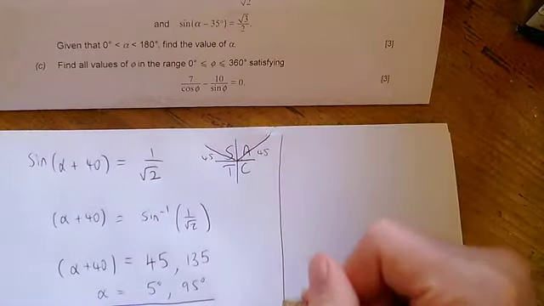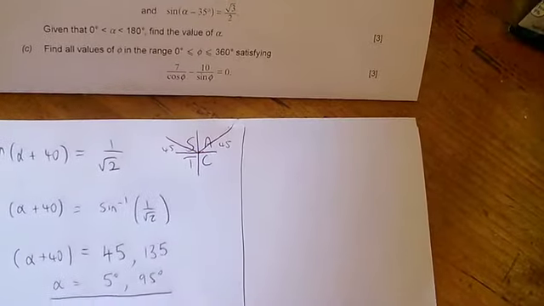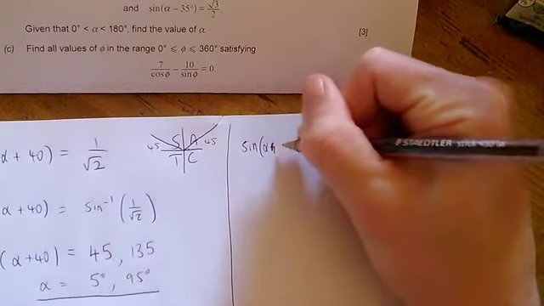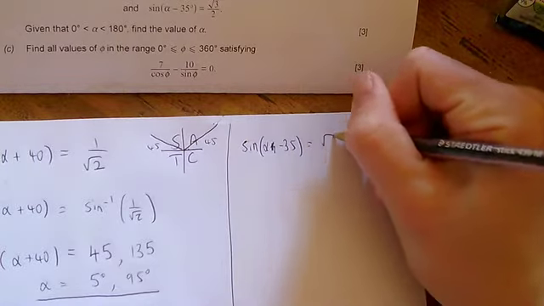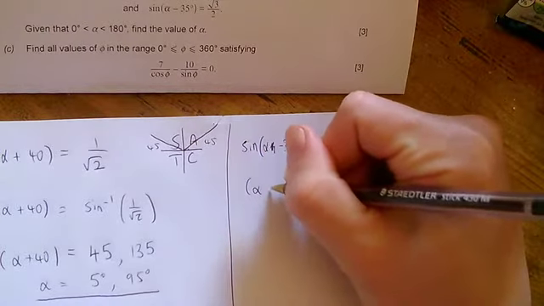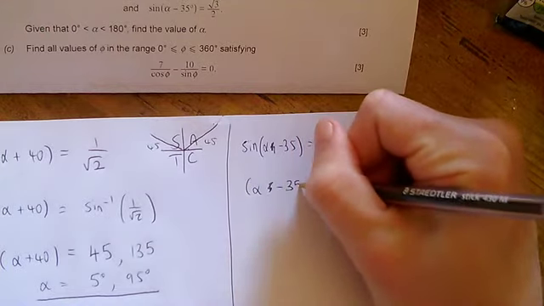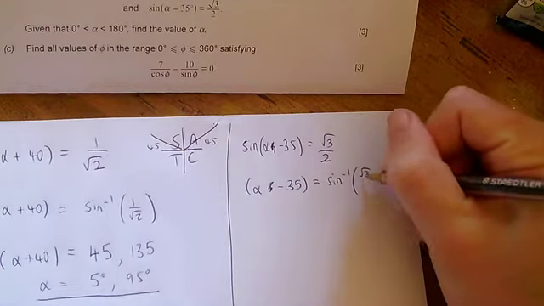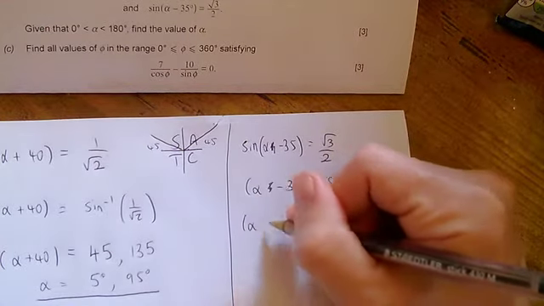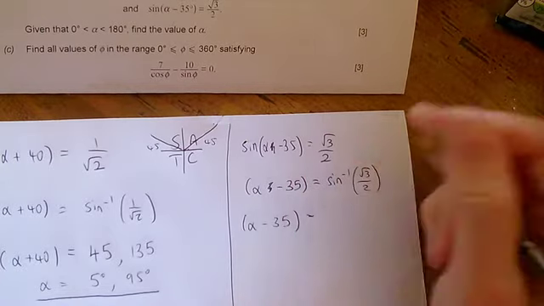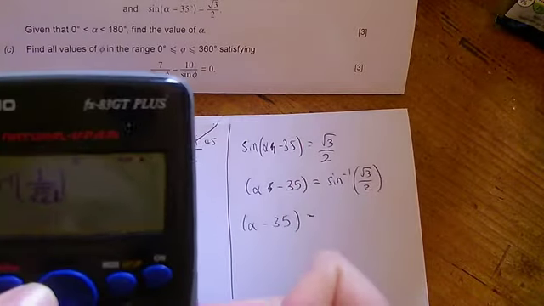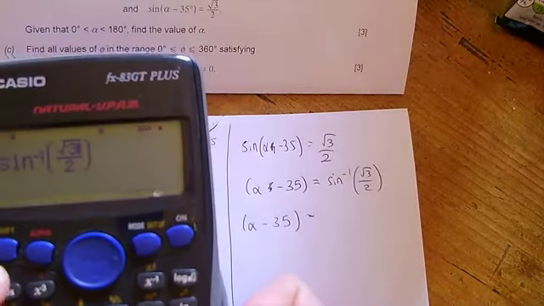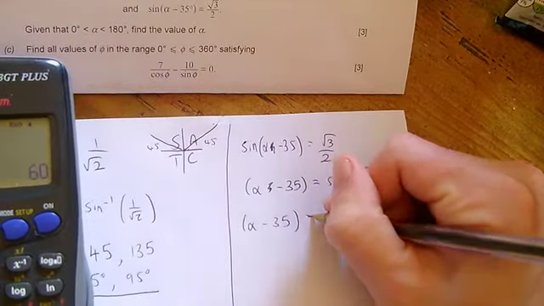Now I'm going to do exactly the same, but for the second part. I'm going to get sine of alpha, not plus, sorry, but minus 35, is equal to root 3 over 2. So I'm going to take the sine over to the other side and get solutions for alpha minus 35. Was it root 3 over 2? So I put root 3 over 2 in, and I get the answer 60.